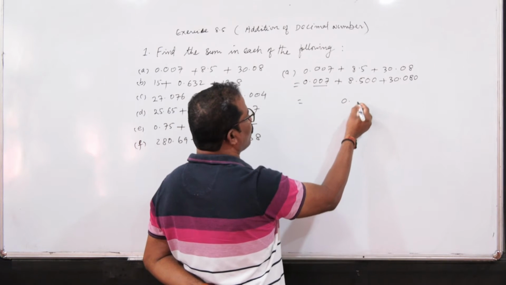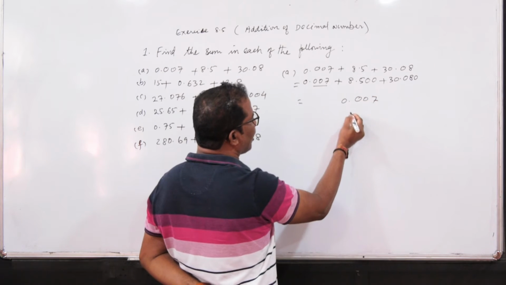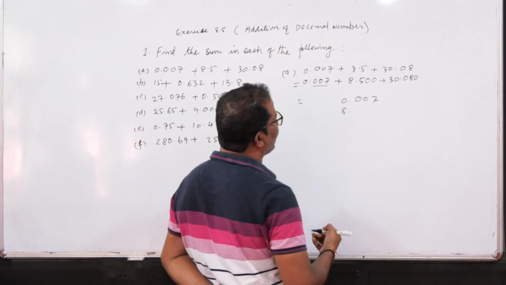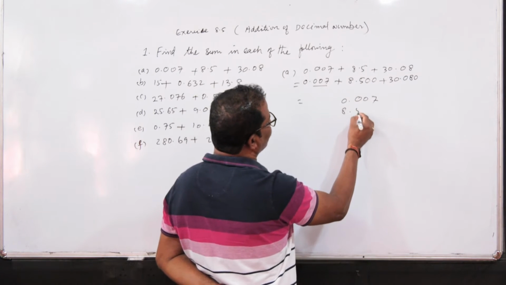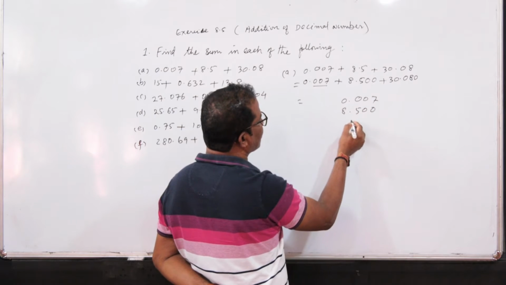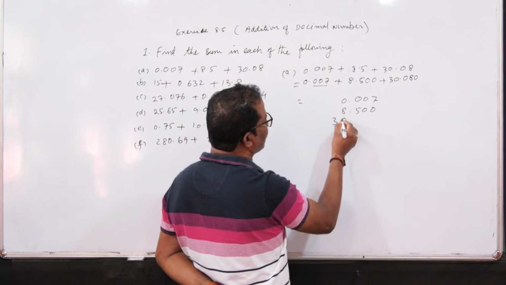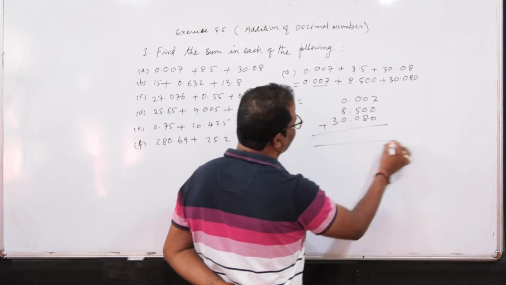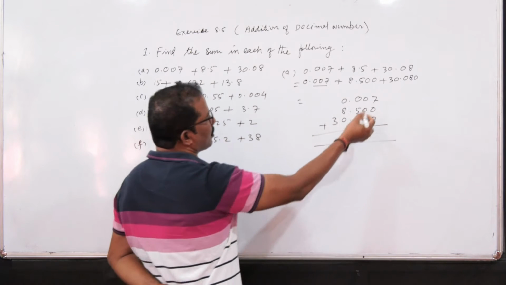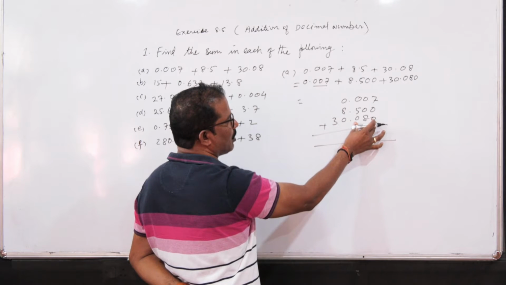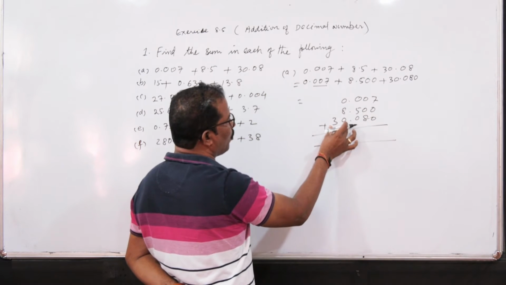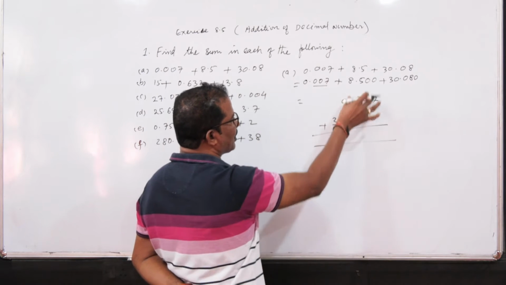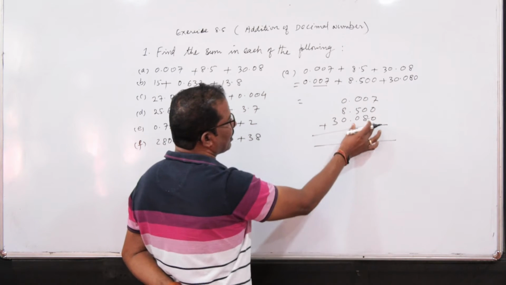How it is: 0.007 and the point in the same order. Here the first place is in the whole part, 8 is there. So 8.500 and here, how much? Point here and it is a 2-digit number. So 30.080. So now you can add in this way. All the decimal places are the same, 3 maximum places. The whole places are in a different way, ones place, tens place, like that. No matter here, but the decimal places should be like decimals.